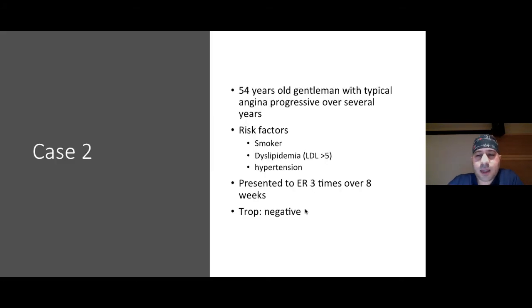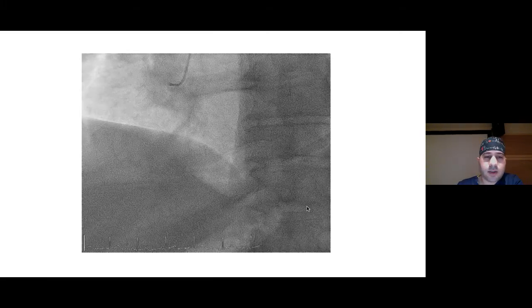The next case is a gentleman that's 54 years old with typical angina, progressive over several years, comes in with multiple risk factors: smoker, dyslipidemia, hypertension, presented to the emerge 3 times over the last 8 weeks. Every time he gets discharged, because his troponins are negative, his ECG is negative. On his 3rd visit, it was decided to go for an angiogram.